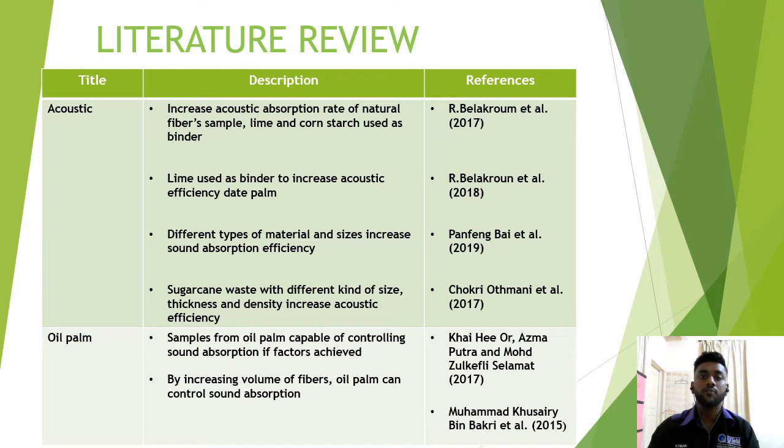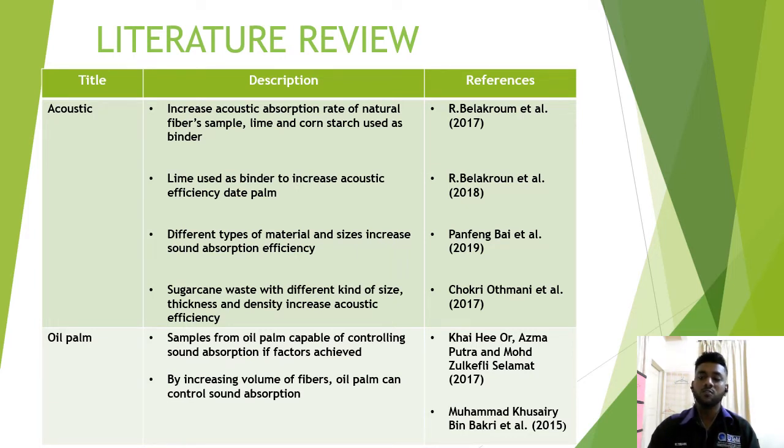For the literature review part, we choose three keywords as a reference to find more details and information from the past researchers and journals. So first keyword is acoustic, secondly oil palm, third natural fiber. This literature review part mainly explains about what are the ways and parameters to increase the sound absorption coefficient.